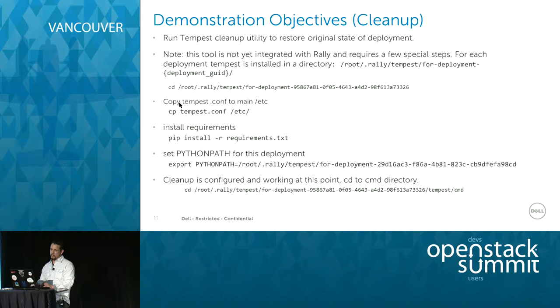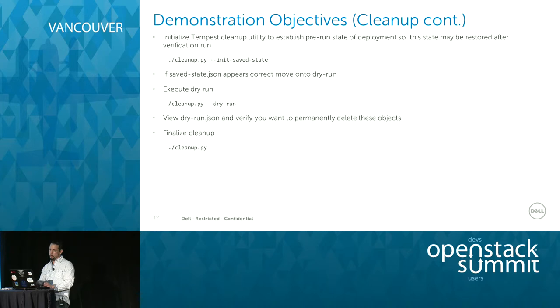And the first thing you've got to do is copy the Tempest conf into etc. Then you need to install the requirements that the cleanup will require. And then you need to set your Python path to the same path that the Tempest install is in. So once that's done, you're pretty much ready to run the cleanup tool. You cd to the command directory under there, and in there is the cleanup tool.